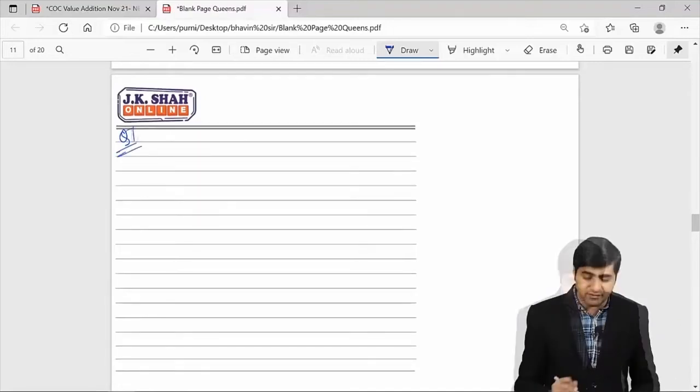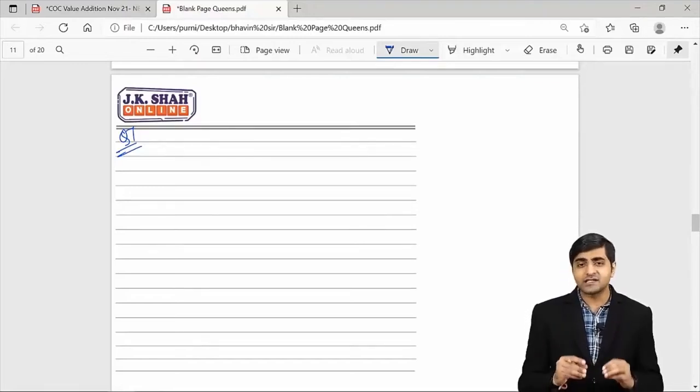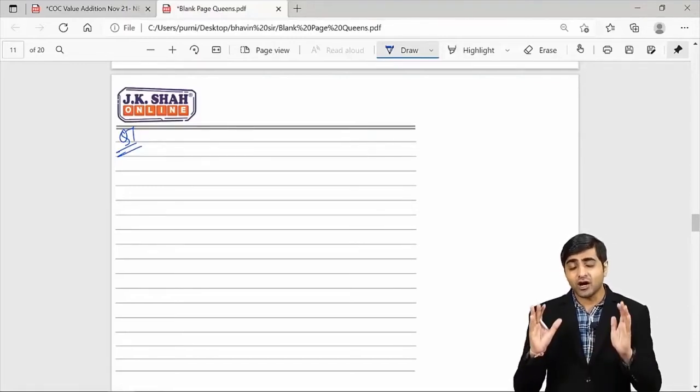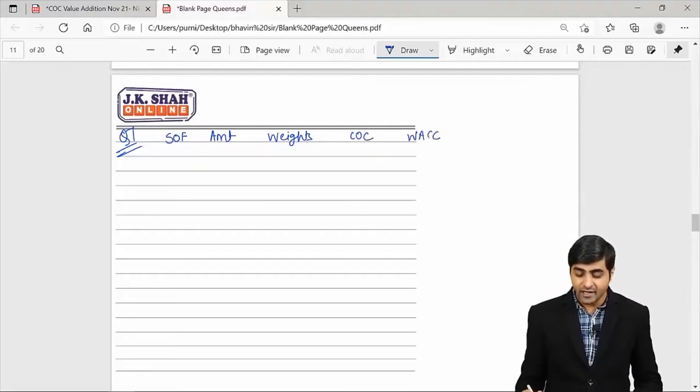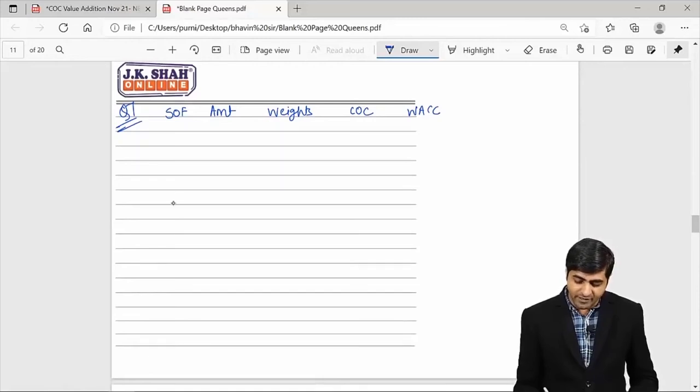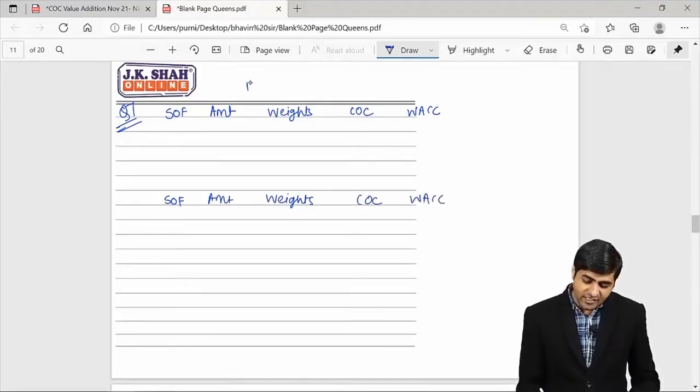See, in this question number 7, what is going to happen is, we are required to calculate WACC using book value weights and market value weights. So the approach of the question, you know that for book value weights, we are going to prepare one table where there will be sources of funds, there will be amount, there will be weights, then there will be cost of capital, and then there will be WACC, right? And for market value weights, we are going to prepare the table like this only: sources, amount, weights, and then there will be your cost of capital and WACC, right?